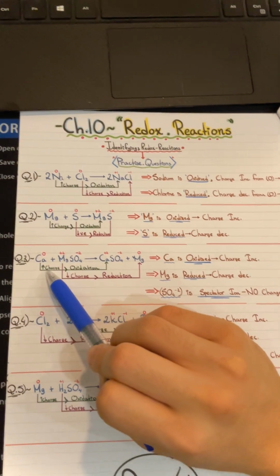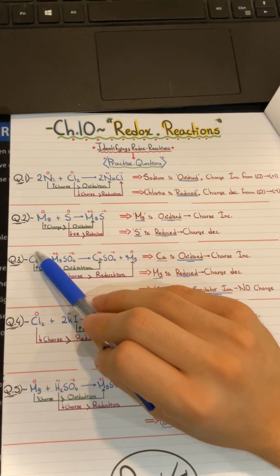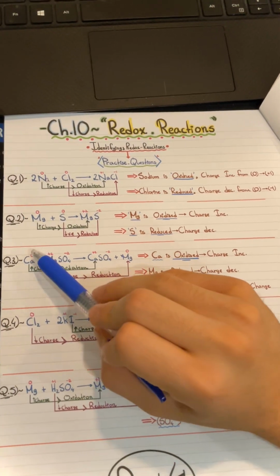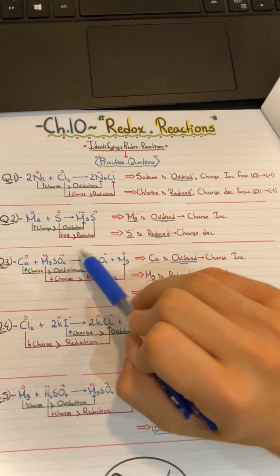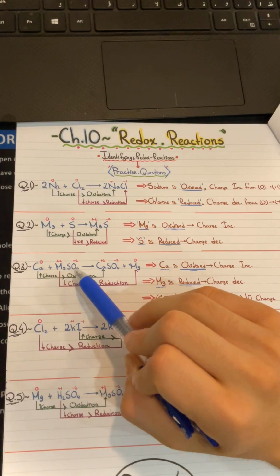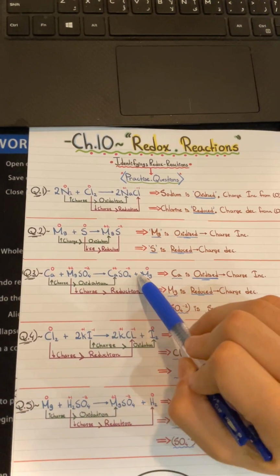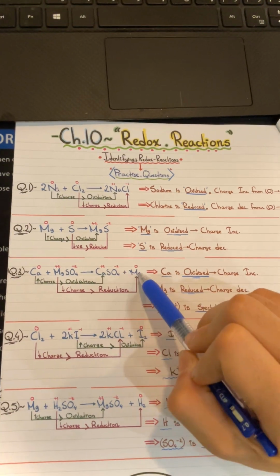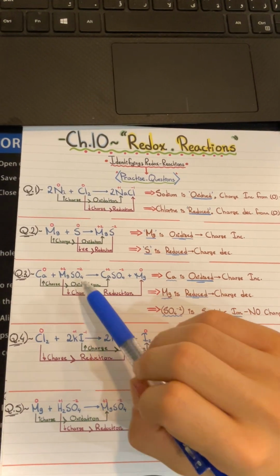Another example, calcium plus magnesium sulfate gives calcium sulfate plus magnesium. Here, what is not bonded? Calcium. The charge is 0. Now in the product, calcium is bonded, the charge is increased to +2. What is bonded? Magnesium and sulfate. Magnesium +2, sulfate -2. Magnesium is unbonded on the product side, so the magnesium charge is 0. The charge of magnesium is reduced, so magnesium is reduced.